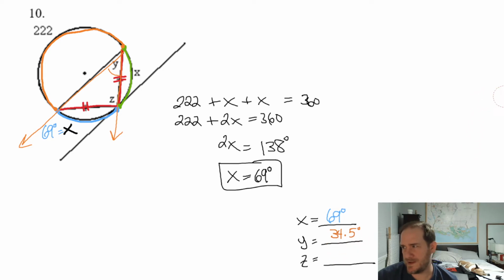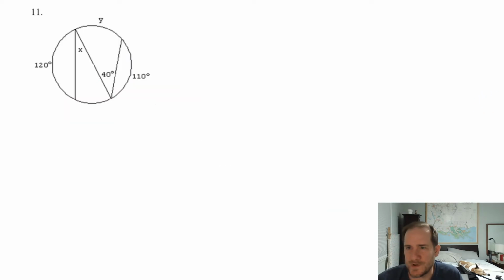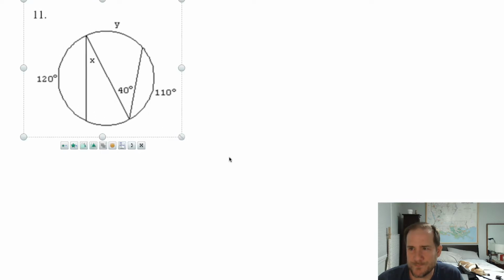And then they want Z. And Z is just this inscribed angle here, cutting the 222 degree arc. So Z is half of 222, which is 111, which I think is an easy one. So there's that. That's 10. We got a few more to go. Here's 11. 11 should be straightforward.